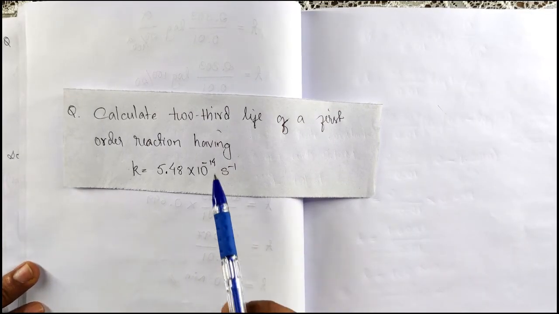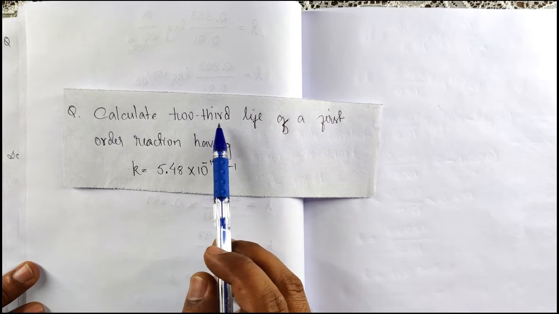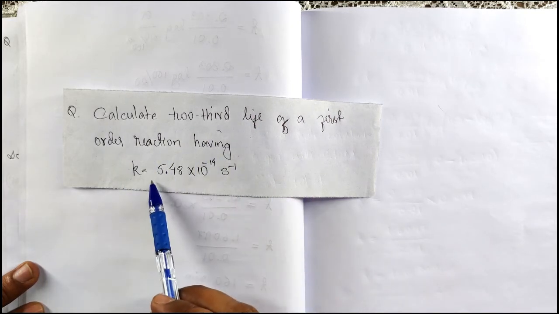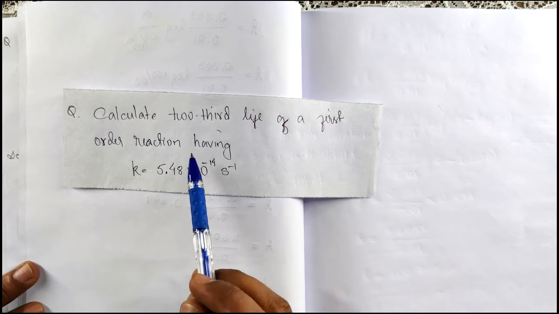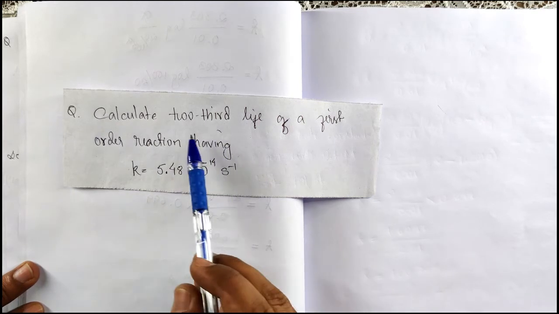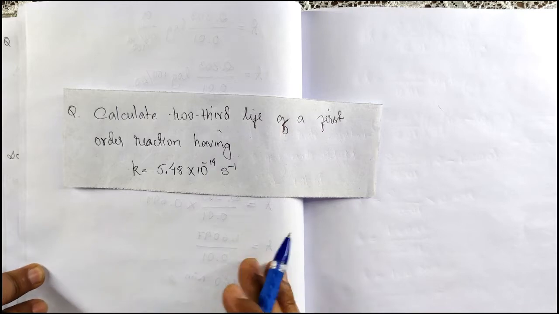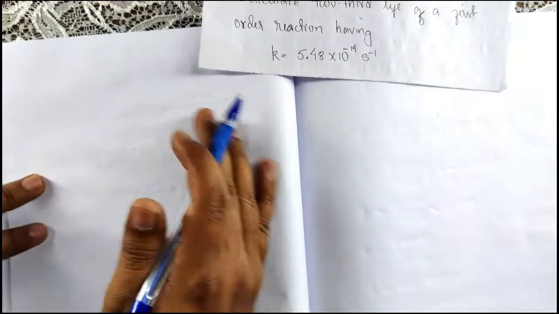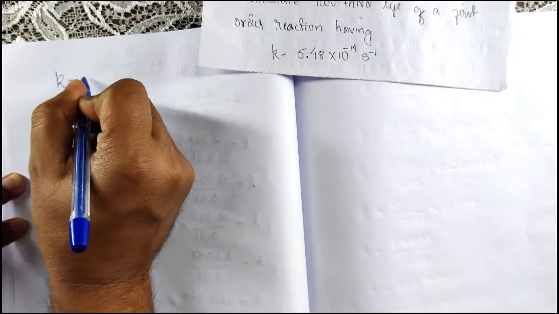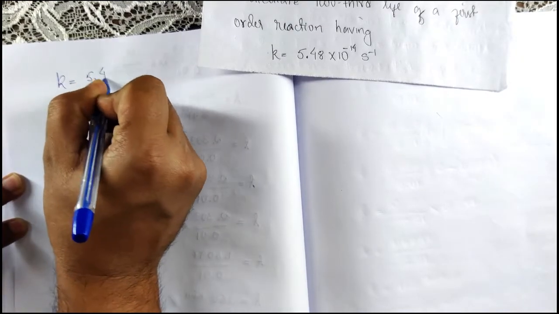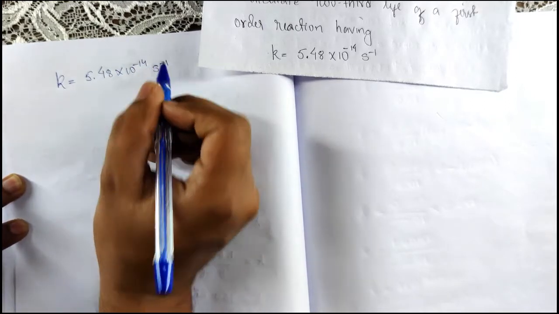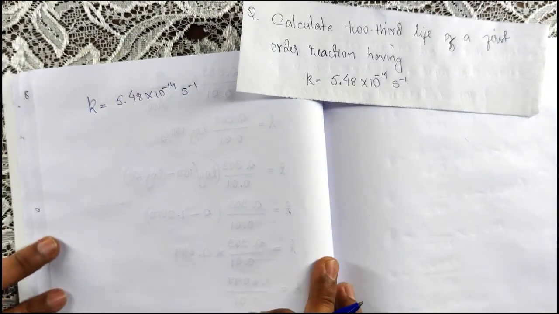So here is our next question. Calculate 2/3 life of a first order reaction having K. So out here K is given, you're supposed to calculate 2/3 life of a first order reaction. So here is how you can solve this question. K is given, 5.48 into 10 to the power minus 14 per second.